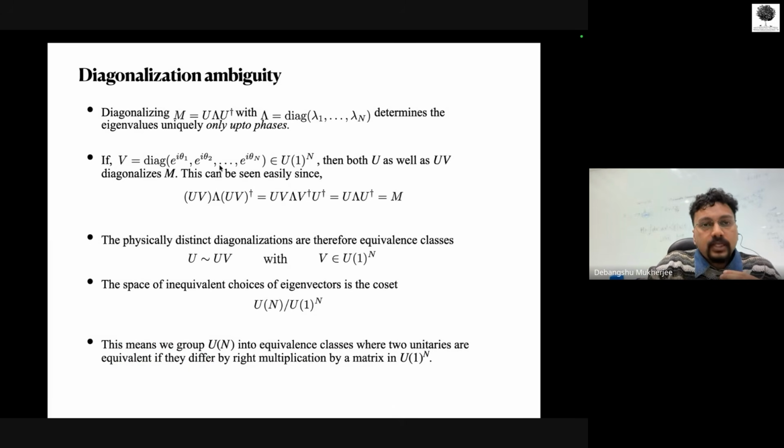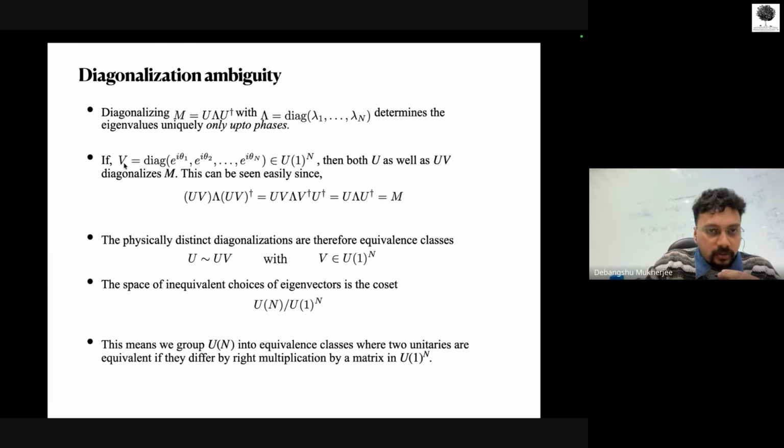Now, when we try to diagonalize any Hermitian matrix with a unitary, so you have U lambda U dagger, and these lambdas are of course diagonal, what happens is that it determines this lambda only up to a phase. And that actually brings in a nice structure to it. That's what makes things non-trivial.